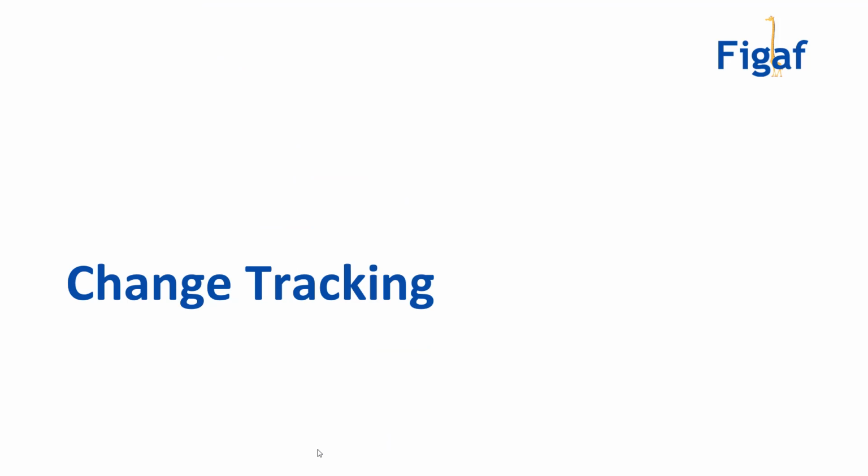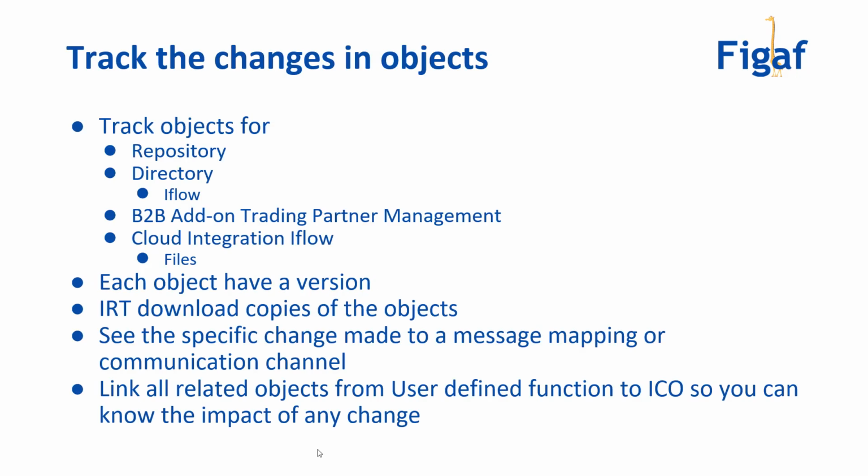So now we want to do change tracking. We want to know what was really changed in this system. So the change tracking allows you to track changes on objects in the repository, directory, and the iFlow, which is not really directory, but in some cases it makes sense also to track it. We have the trading partner management from the B2B add-on, and then we have the cloud integration, both the iFlows and all the attachments that you have for it.